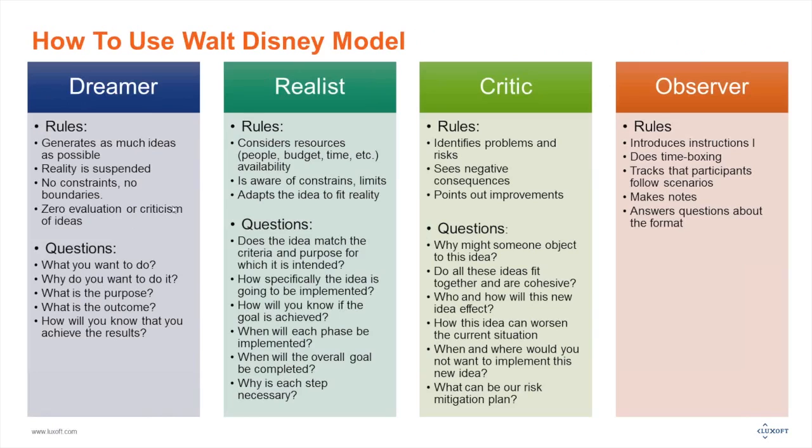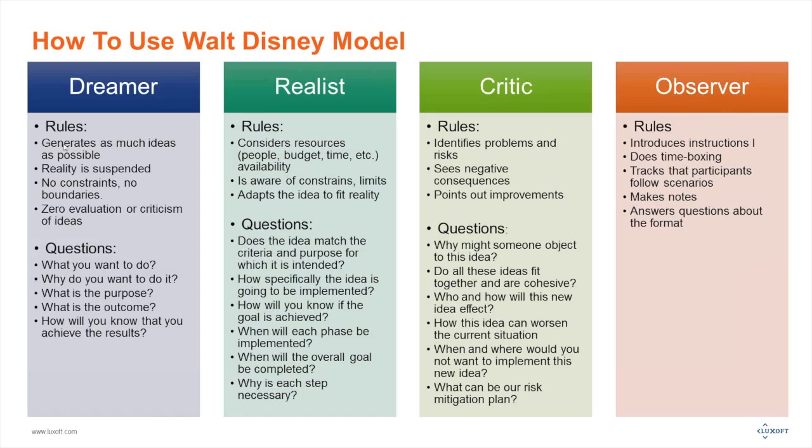So here are the rules for Dreamers. The rules and the questions in these items are necessary for observers or facilitators to deal with the particular role. For instance, an observer could make sure that Dreamer generates as many ideas as possible, that reality is suspended, that reality is not taken into account when Dreamers are generating ideas. There are no constraints, no boundaries, zero evaluation or criticism of ideas. When Dreamers are talking, no one else is contributing. Dreamers are talking, it means that realist and critic keep silent, and observer is observing this.